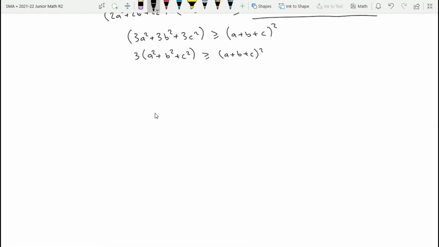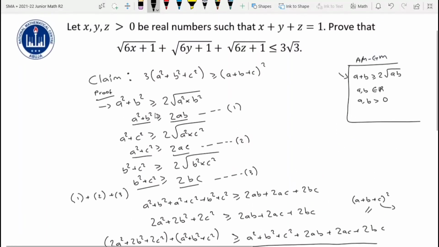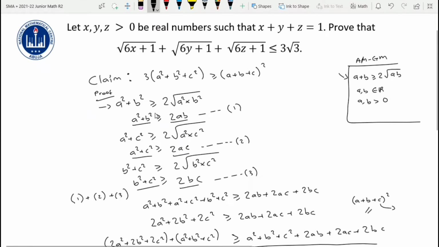Remember that in this problem we're asked to prove that square root of 6x plus 1 plus square root of 6y plus 1 plus square root of 6z plus 1 is less than or equal to 3 root 3. So we're going to substitute square root of 6x plus 1 for a.